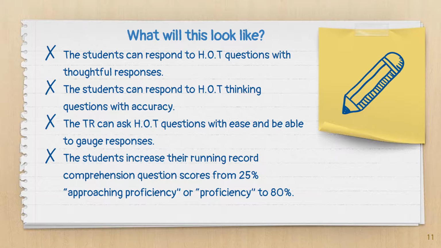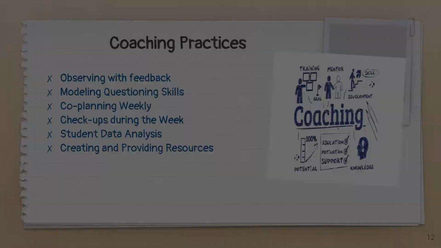And also we want to be able to see that the students increase their running record comprehension scores from 25%, which is where they are of the whole group. There's 25% of them at approaching proficiency or proficiency. And we want 80% of this group to be able to do that.